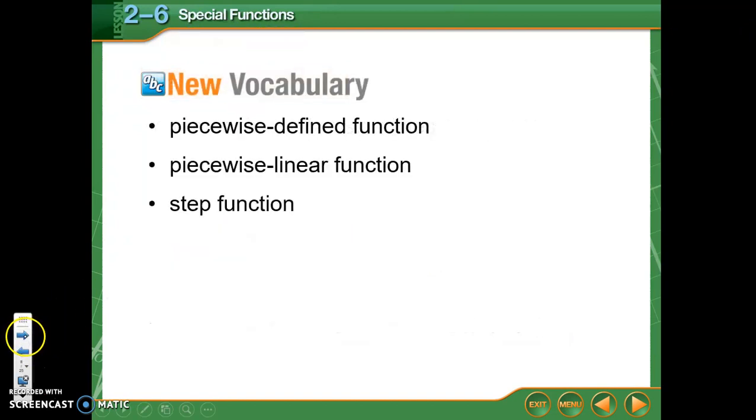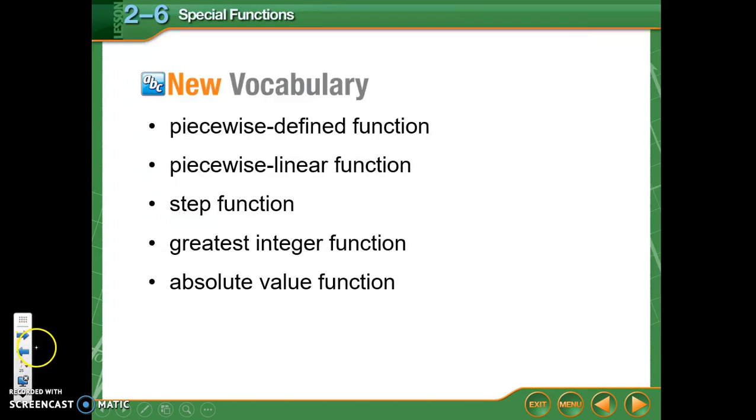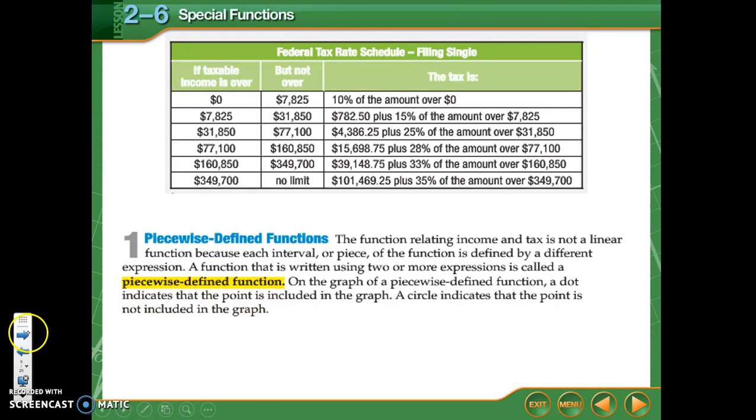We have this vocabulary that you'll be looking for in this section. Again, we're mostly going to be defining it as we go through, but by the end you should know what each of these words or phrases means. We're going to start with piecewise function.